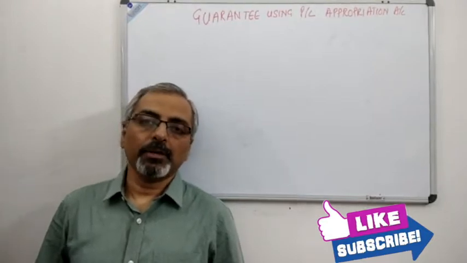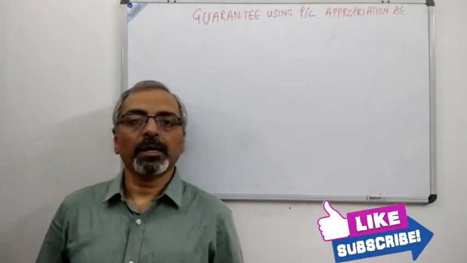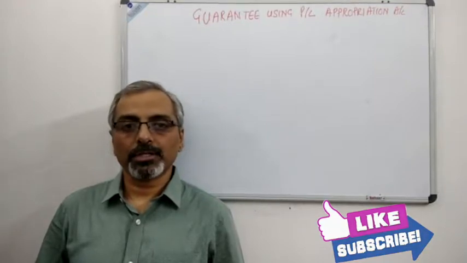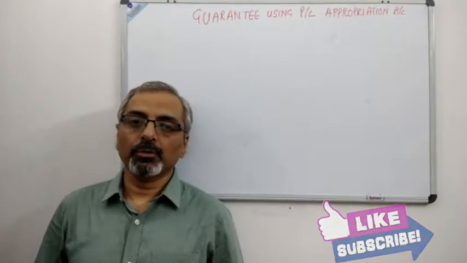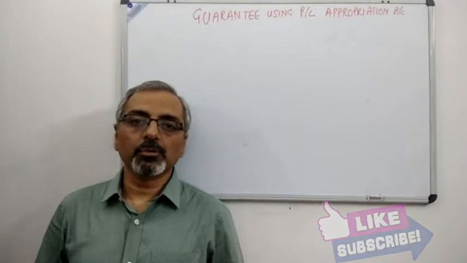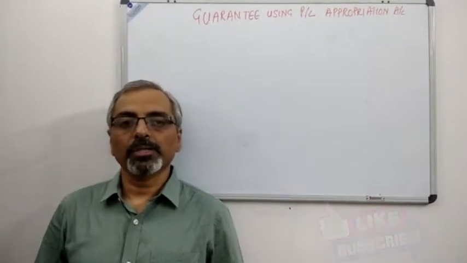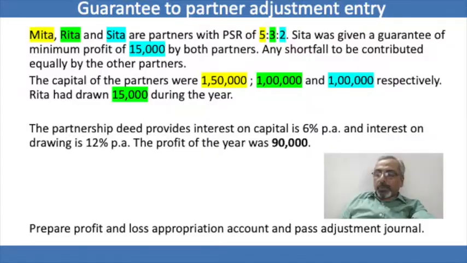Now I'll explain to you the concept of guarantee, but by way of the profit and loss appropriation account, and I'll also explain to you the adjustment entry which needs to be done for the partner who has been given a guarantee. In this question, we can clearly see that there are three partners, Meeta, Rita and Sita, and they have a PSR of 5:3:2.